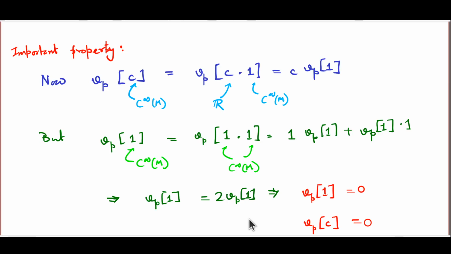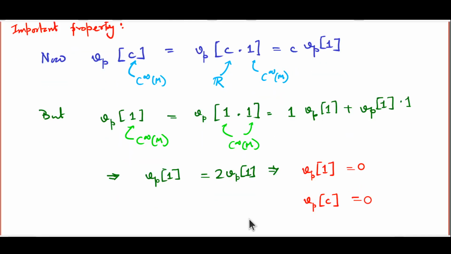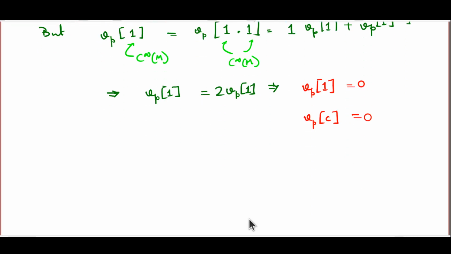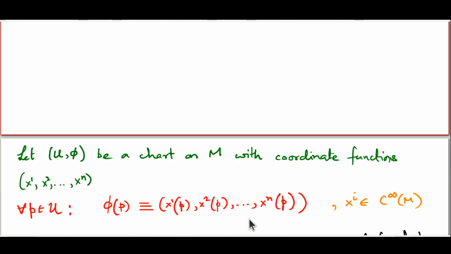And in order to substantiate our claim that TPM is an n-dimensional vector space, we will have to make use of charts and their associated coordinates. Actually, what we will use are special kinds of curves which coordinates give us, so-called coordinate curves, and tangent vectors to the coordinate curves. So let me remind you of the notation.